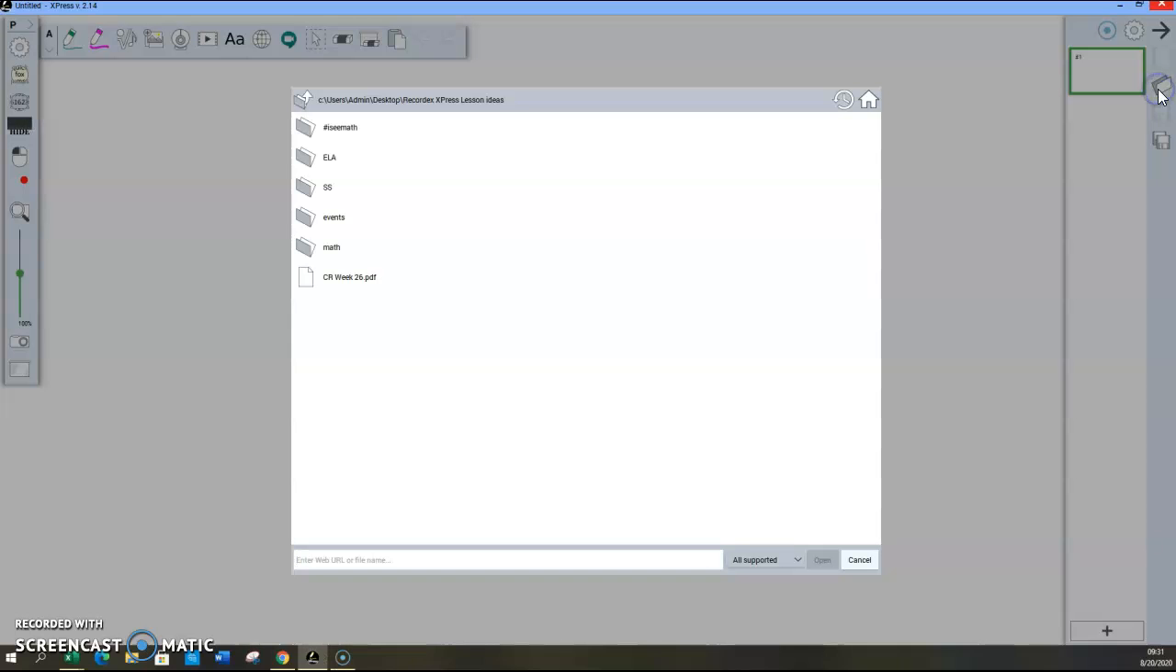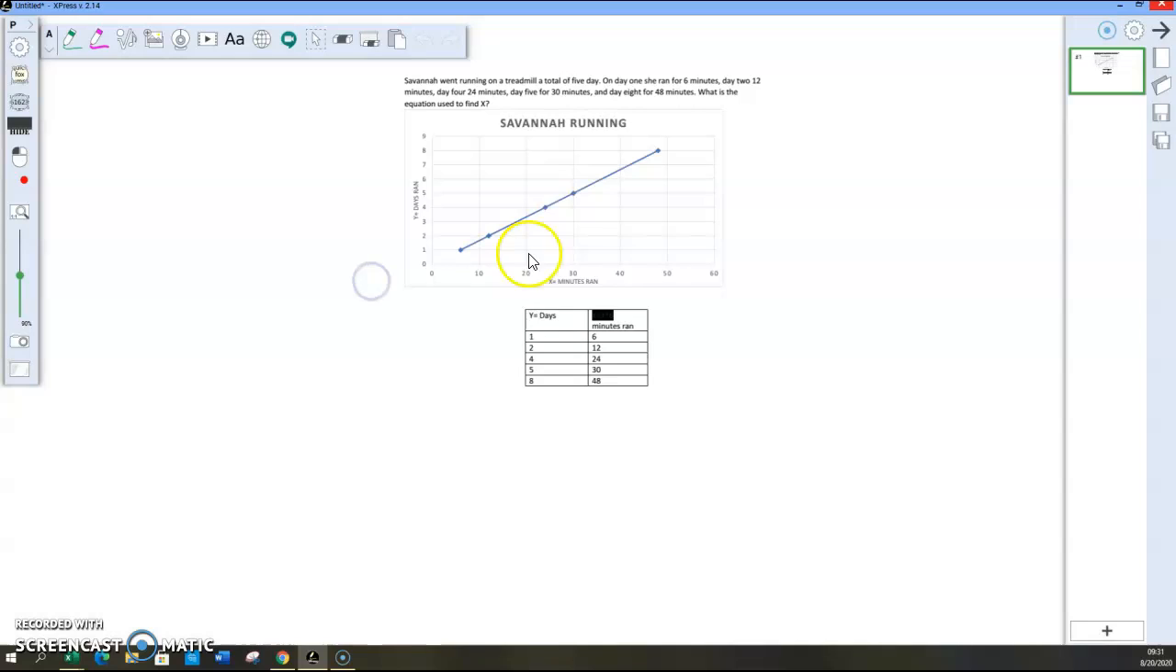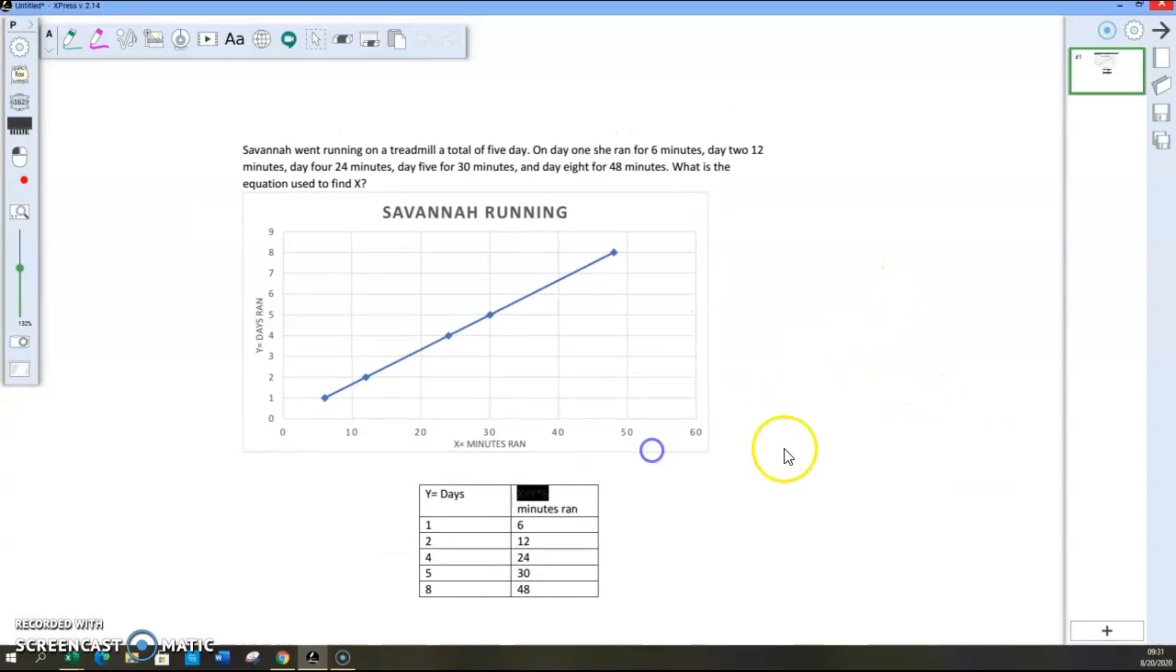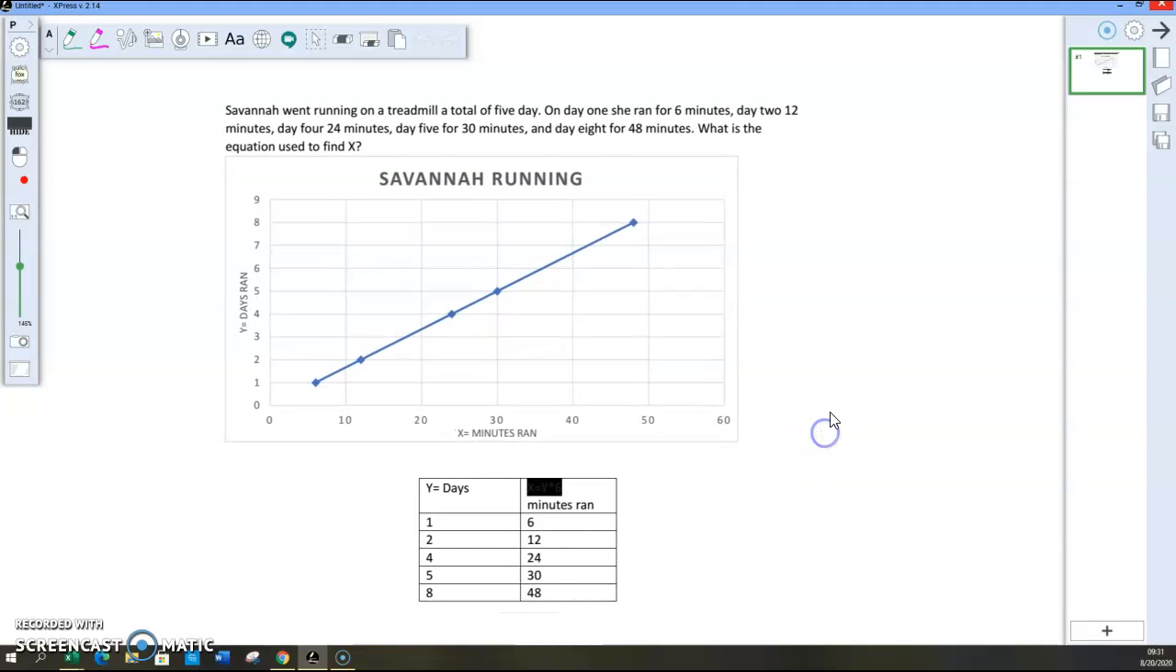Hey there, now we're going to look at what it might look like to work with students on a constructed response type question. So here I have a math constructed response with our input-output. As you can see here, I tried to hide the equation that would be used to determine the output.